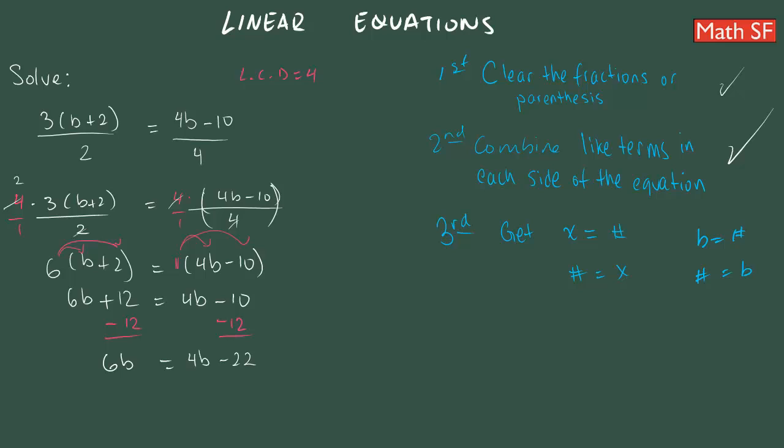Now this 4b goes to the other side, right? Let's get rid of these 4b. So negative 4b and negative 4b. What we are going to be left with is a positive 2b equal to negative 22.